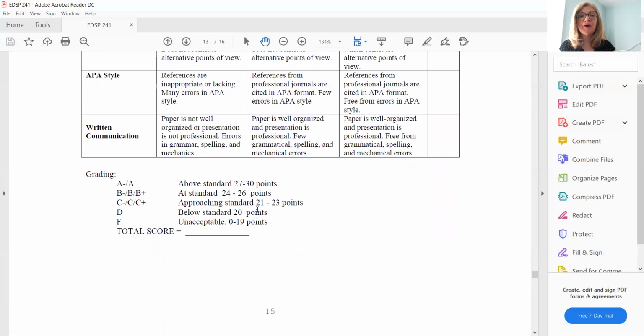Look at the rubric, find out where you can earn extra points, and that will actually make a difference to your overall grade. Thank you for watching, and good luck with your assignment.